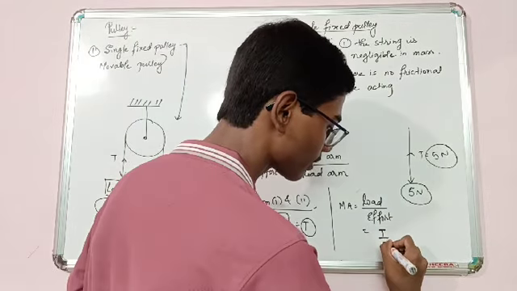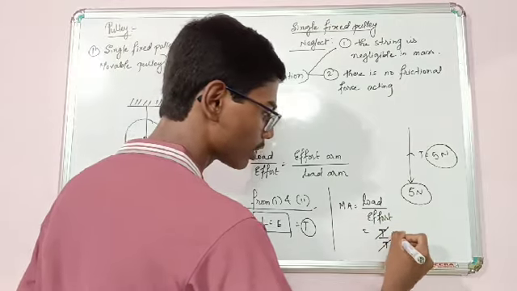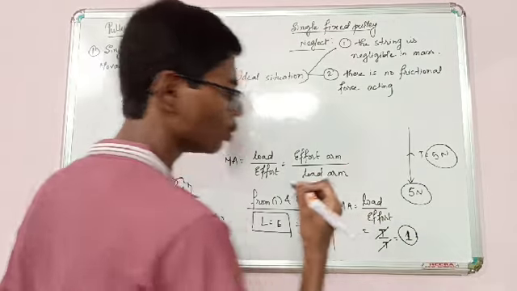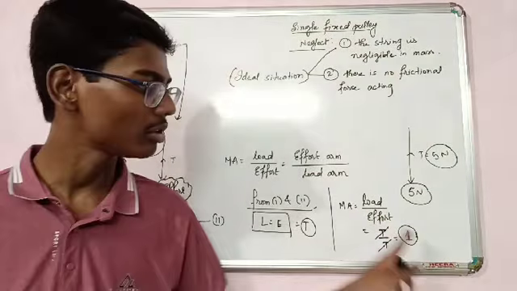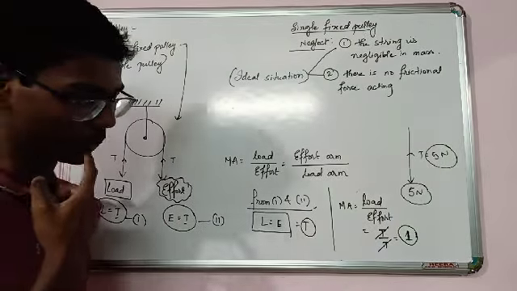So can I write T by T? I can write this. It will get cancelled out. Finally, we will be left with 1. So mechanical advantage will be equal to 1. Fine. Now let us come to velocity ratio.